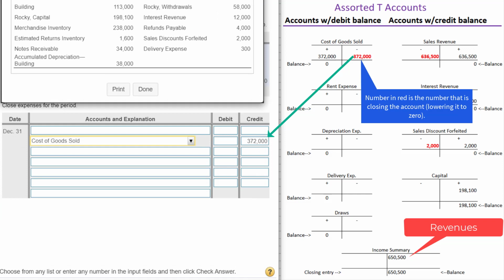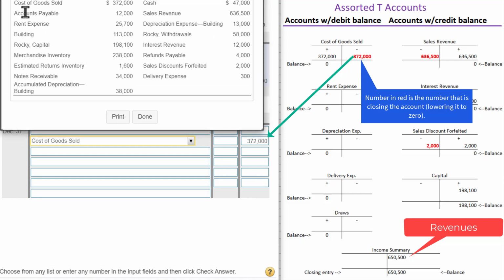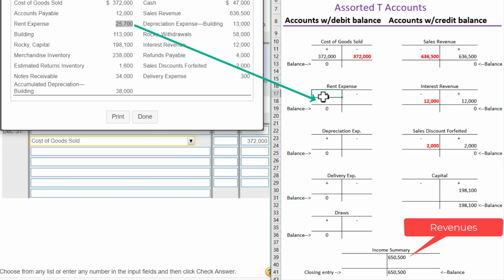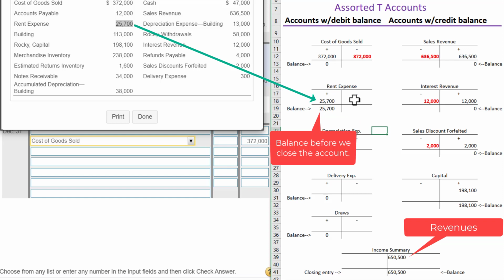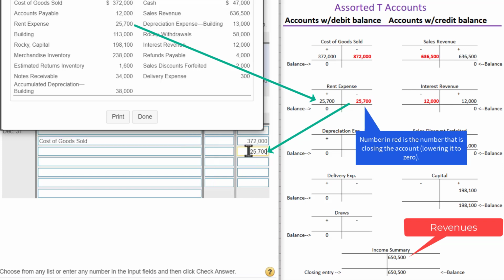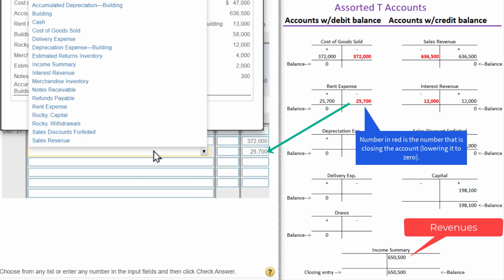So going down our list, what other expenses do we have? Right here. Rent expense, 25,700. So I'm going to put the 25,700 over here. So again, this is the balance before we close it. So how do I close that account? I'm going to put 25,700 on the right side. So this 25,700 has to be a credit for rent expense.